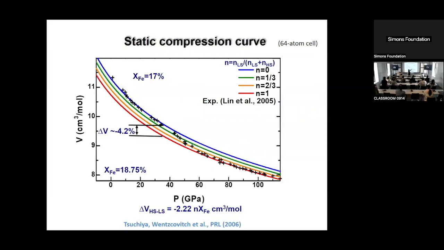This is the compression curve of the high spin state and low spin state, superposed on the experimental compression curve for this composition. As you can see, there is good agreement with the experiment, but you can see clearly that the crossover happens in a broad pressure range that starts at about 45 and ends at about 60 GPa. It's not a sharp transition. It's a continuous crossover here. And this result, this picture here, shows the compression curve when you have a supercell with 1/3 of ions in the low spin state, etc.